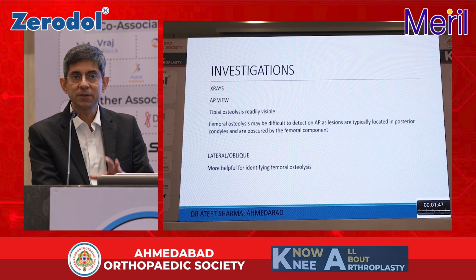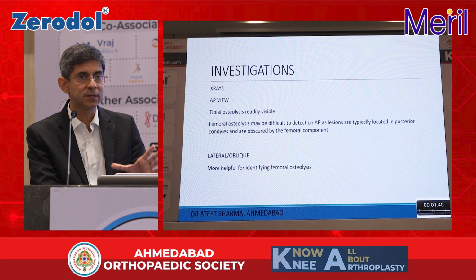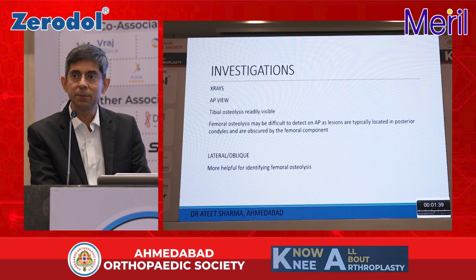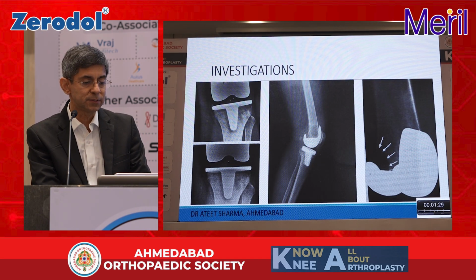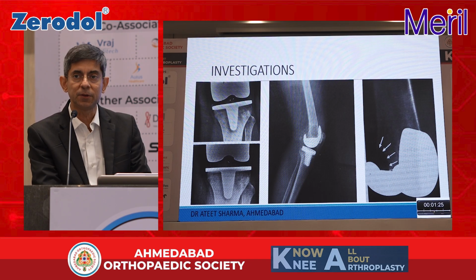Now importantly, investigations, how do you diagnose it? The X-ray is the basic investigation. Tibial osteolysis is readily visible. Femoral osteolysis may be difficult because of the component, and the location is almost always posterior. Lateral oblique views would be helpful. So with fluoroscopy guided X-rays, on the first tibial X-ray you cannot see the lucent zone, the osteolysis, but with the fluoroscopy guided one, you can see the osteolytic line.